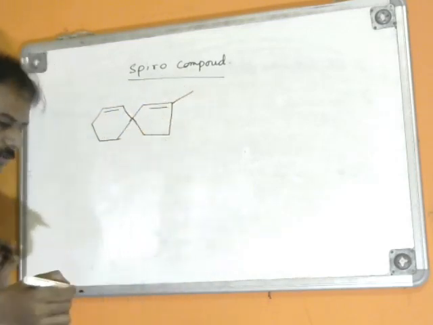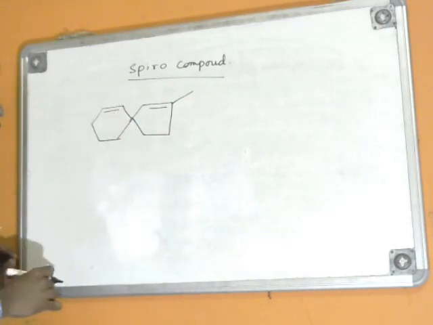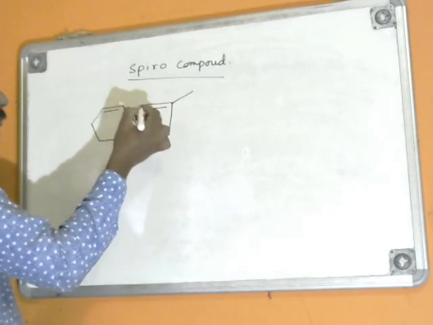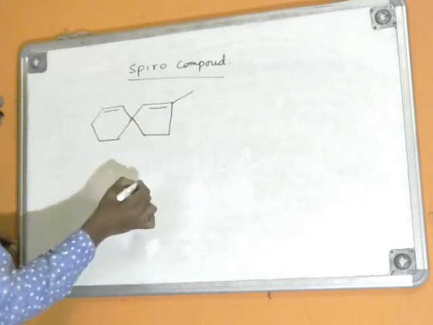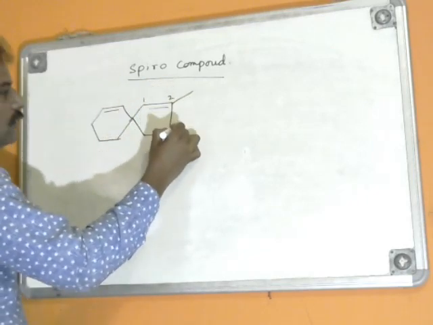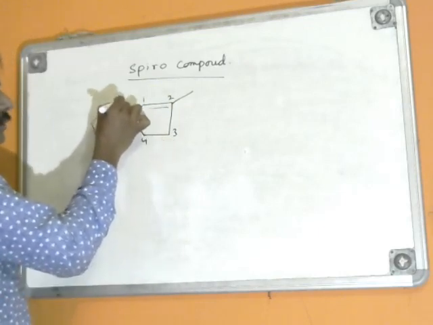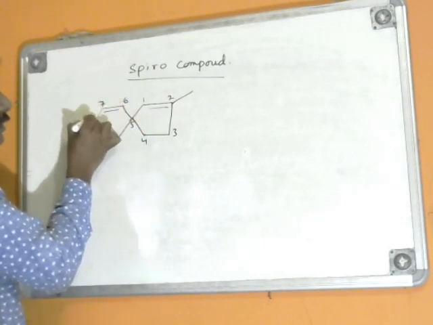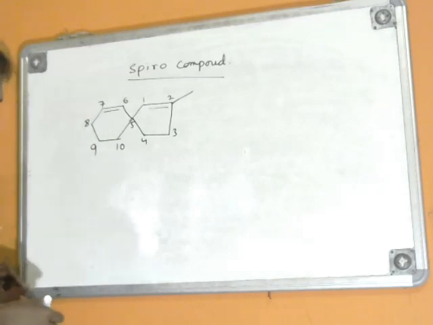Here is a substitution and 2 double bonds. So the smallest ring is this one. So I am starting the numbering. I may start the numbering from this carbon or this carbon, but from this carbon I should take the numbering because the double bond is here. So 1, 2, 3, 4, 5. Now 6 should be on that carbon only because the double bond is there. So 6, 7, 8, 9, 10. Right? So what will be the name?